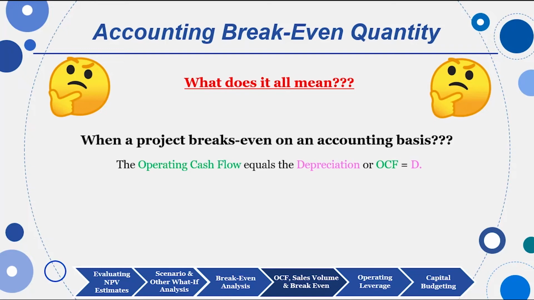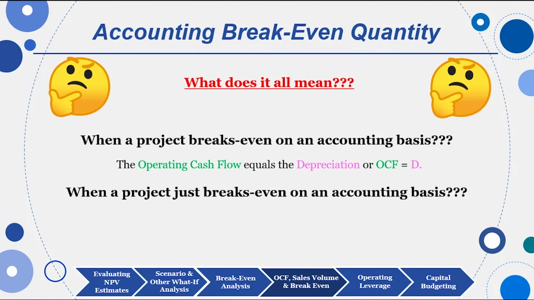What does it mean when a project breaks even on an accounting basis? OCF is equal to D, as we proved on the earlier slide. And in this case, when it just breaks even, we have 0 EBIT, 0 tax, 0 NPAT. We end up with a negative net present value. So we would generally reject that project.